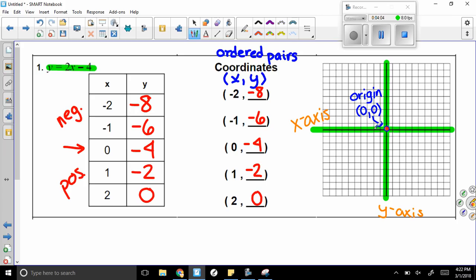So think about your vertical number lines, those thermometers that we drew. Whenever we had a negative temperature, it was below 0. So I'm going to move down 8 spaces and put my point right there. So that's my first coordinate, negative 2, negative 8. I'm going to go a little bit quicker with the next one. So my point negative 1, again, I'm going to go left 1 space and then down 6.